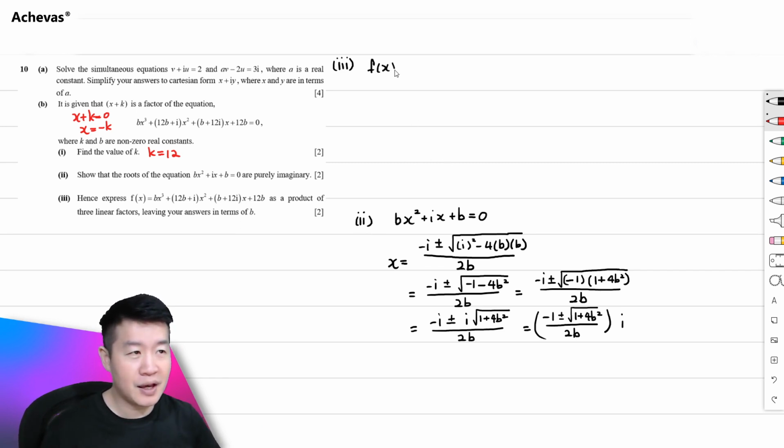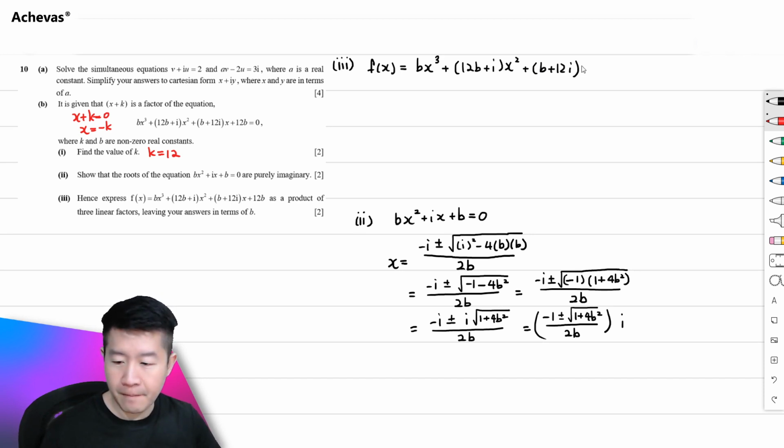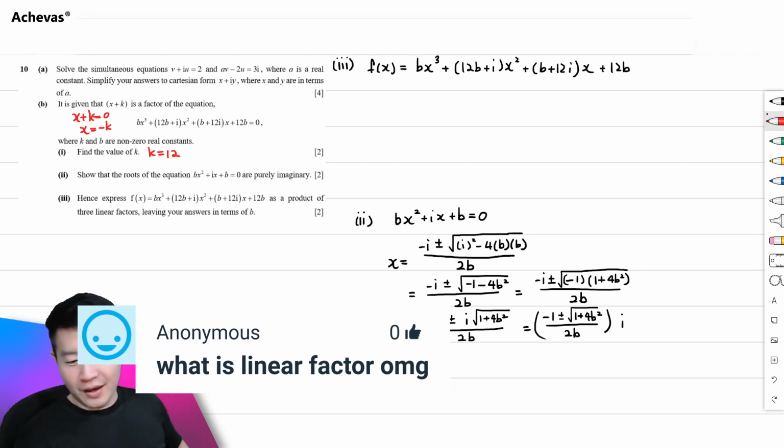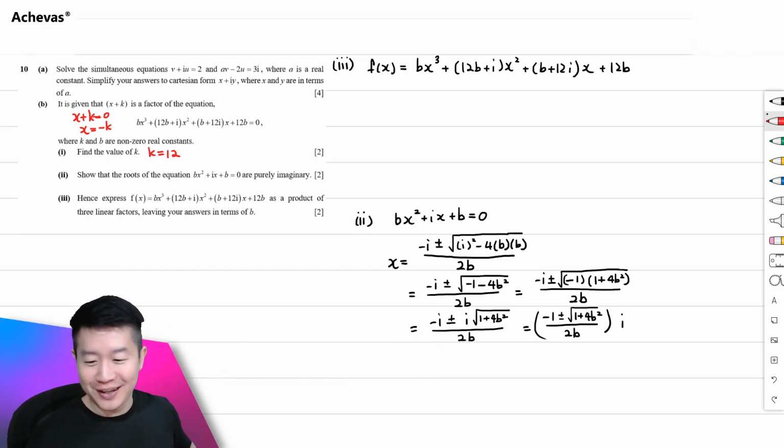That means if I were to say f(x) is equal to bx to the power of 3 plus (12b plus i) x squared plus (b plus 12i) x plus 12b. Sorry, I have to laugh at this question. I have to laugh at this question because if you are taking the prelim, then really, OMG, okay?